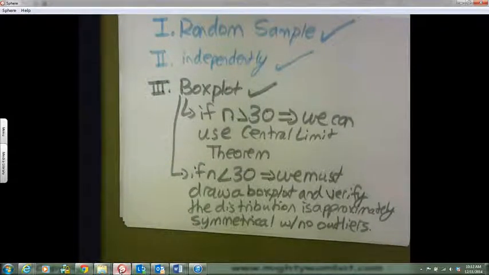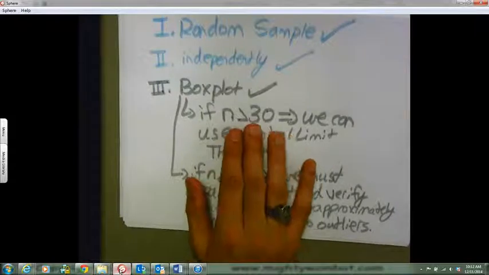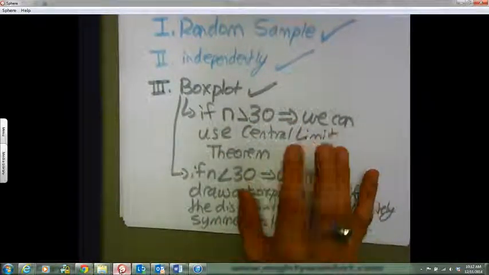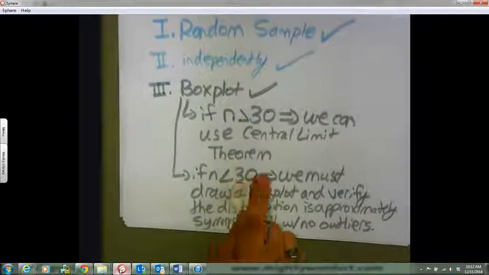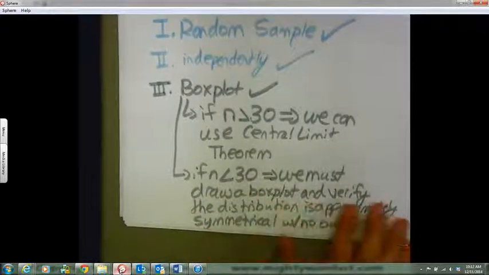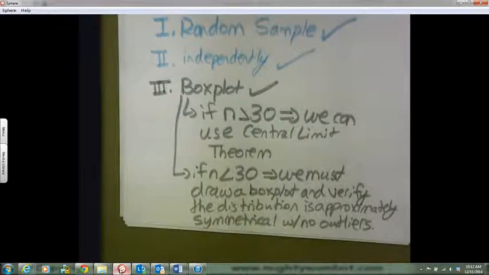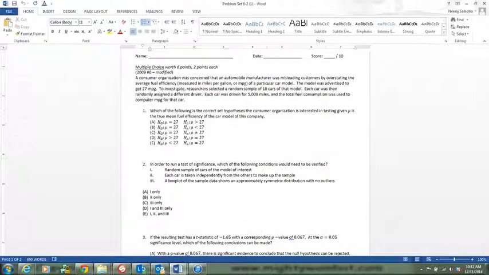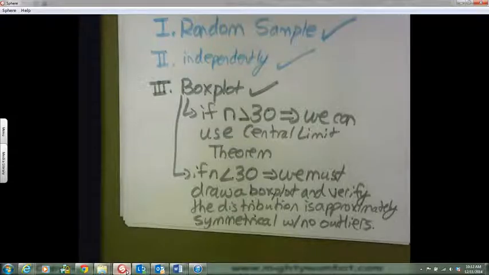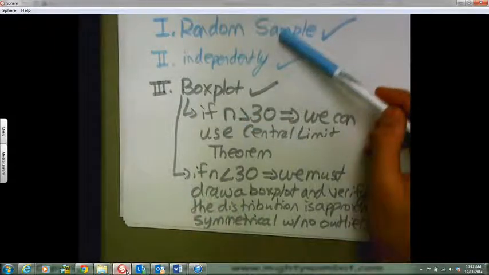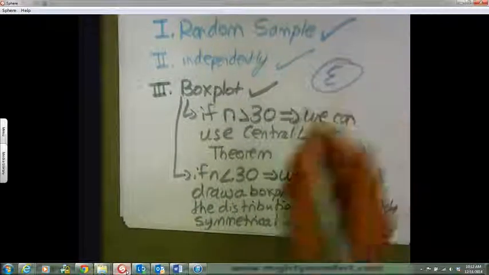So again, if n is greater than 30, sample size bigger than 30, go straight to central limit theorem. If the sample size is less than 30, you have to draw a box plot to verify the distribution is approximately symmetrical. This is what we talk about when we talk about shape: left skewed, right skewed, symmetrical with no outliers. In this case, sample size is 10, so we definitely need to draw a box plot. So therefore, all of these are correct. So answer choice E is the correct one.